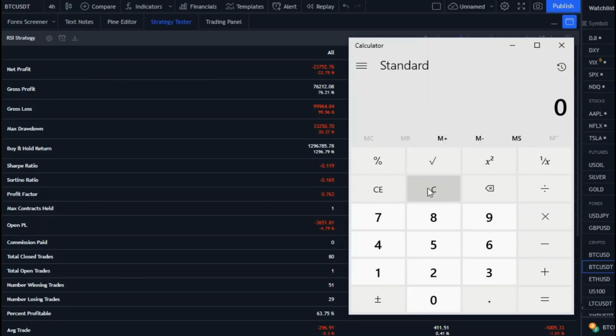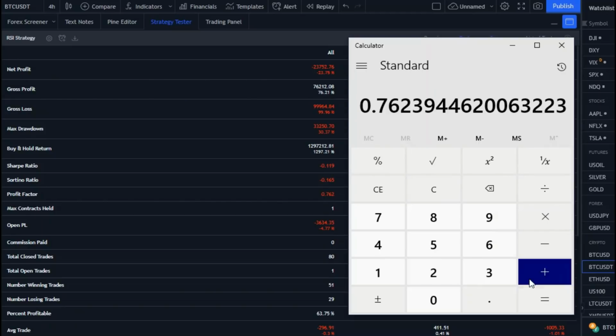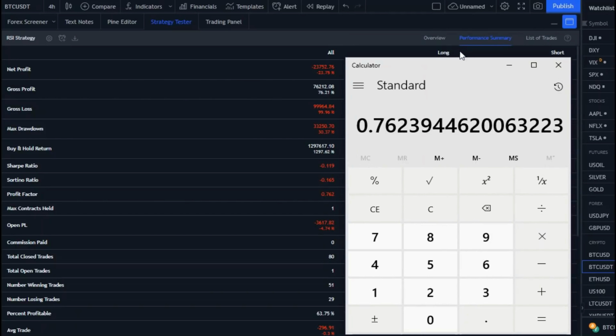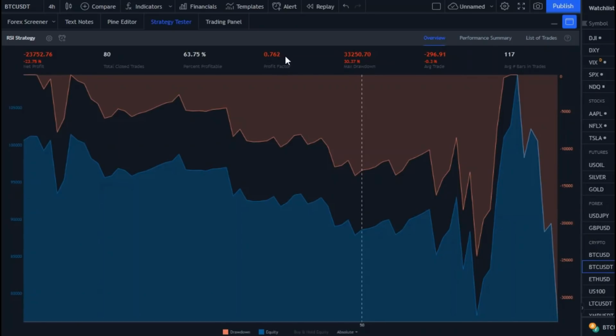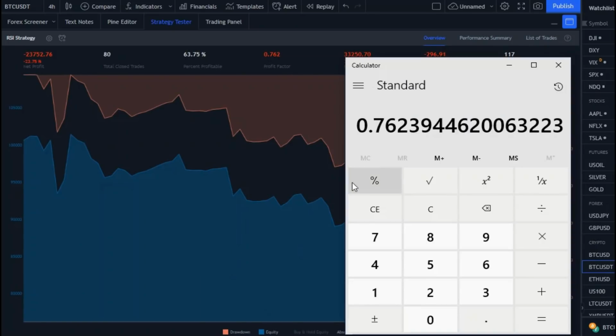Well, let's divide 76,000, which is the gross profit, by 99,000, which is the gross loss, and see the results. As you can see, the result was 0.762, which is the same as the output here, which is the profit factor.